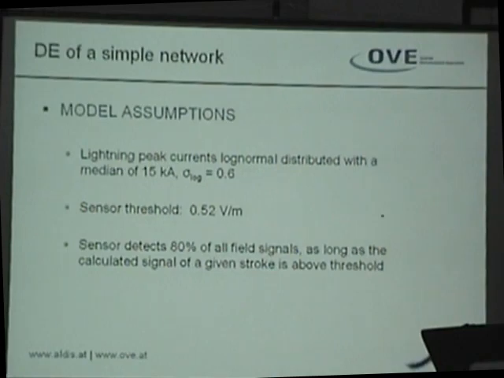So, I show you now some simple simulations with such detection efficiency models to show you the influence of different network configurations. What I used is a median peak current of 50 kiloamps, a sensor threshold of 0.52 volt per meter, and a very simple sensor detection efficiency function. So the sensor detects 80% of the signals if the signal is above threshold. So very simple.